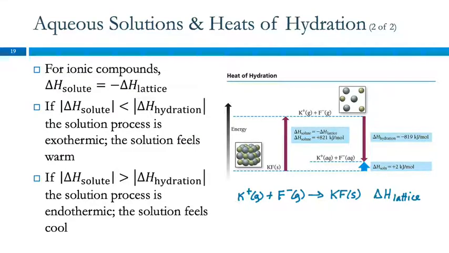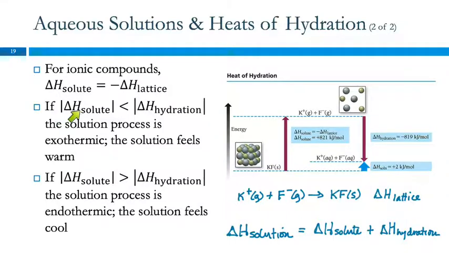So we've got two terms here. Our overall equation is the heat of solution is equal to delta H solute plus the heat of hydration, which is the mixing and the separating of the water. So if delta H solute is smaller than the heat of hydration, then the process is going to be exothermic. This is a small positive number and a large negative number. This sum is going to be negative, releasing energy.